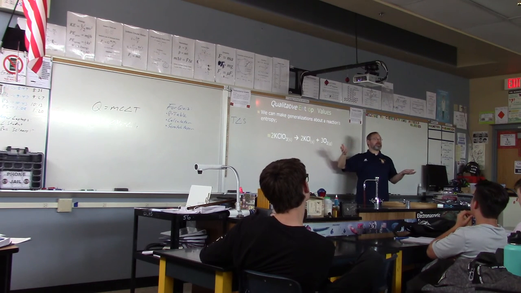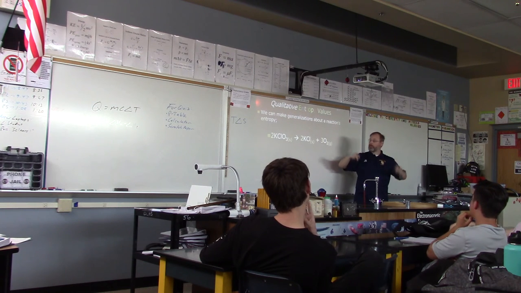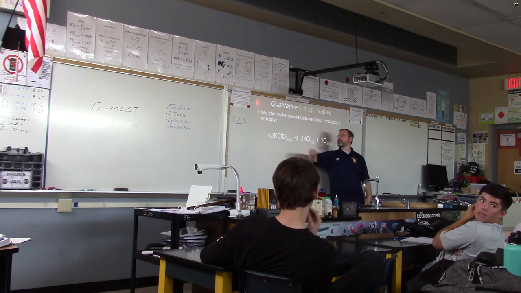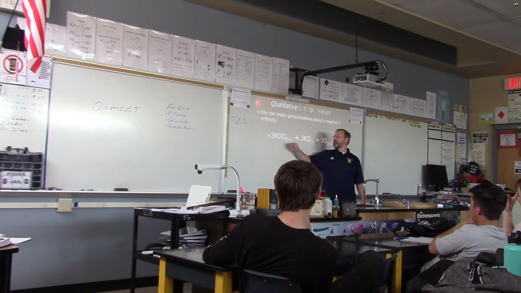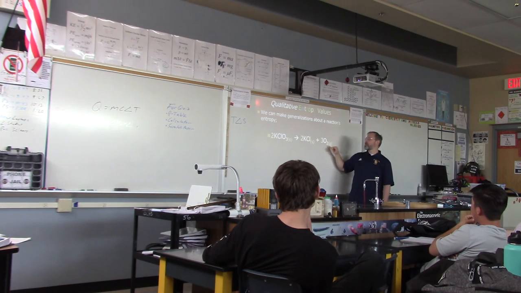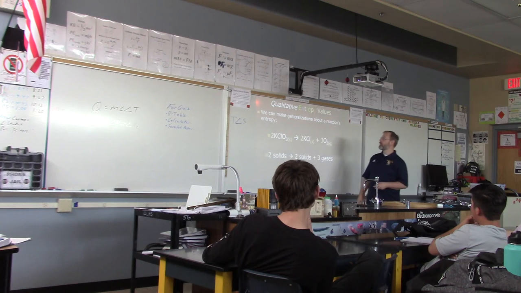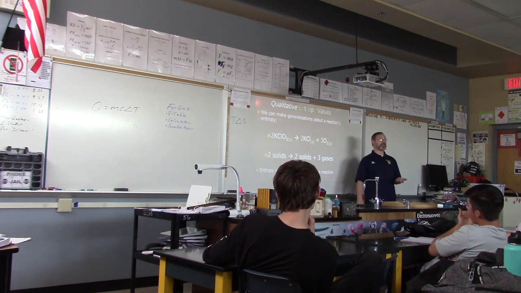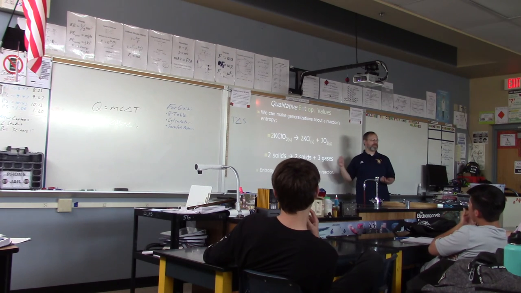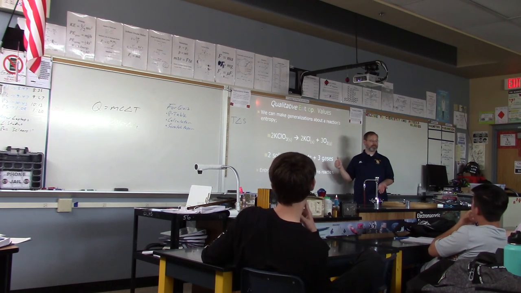What would you rather babysit? Two kids or five kids? Two. So, not only did you go from two toddlers to five toddlers, you went from two toddlers on the couch to two on the couch and three running around. So, in this case, it appears that entropy actually increases. Okay. Can you see this? Can you see how it looks like entropy increases?